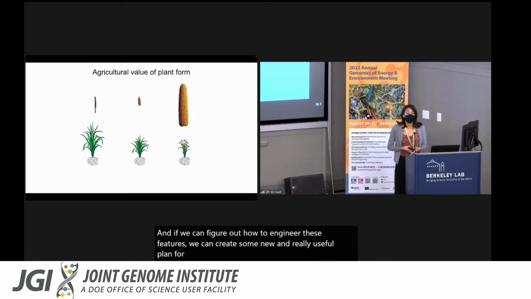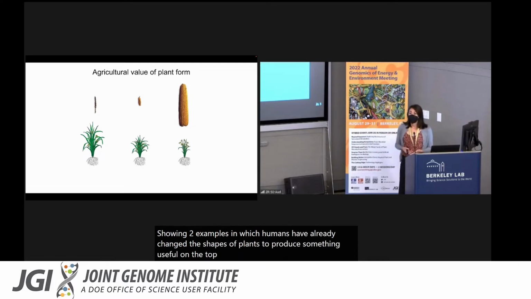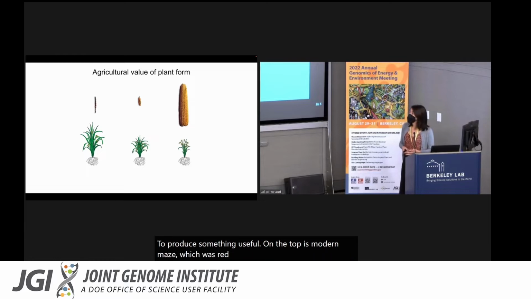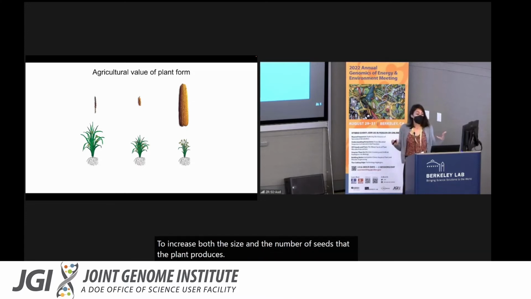varieties. On this slide, I'm showing two examples in which humans have already changed the shapes of plants to produce something useful. On the top is modern maize, which was bred from its wild ancestor teosinte to increase both the size and the number of seeds that the plant produces. These changes in maize have made it into one of the most productive food crops we have today.